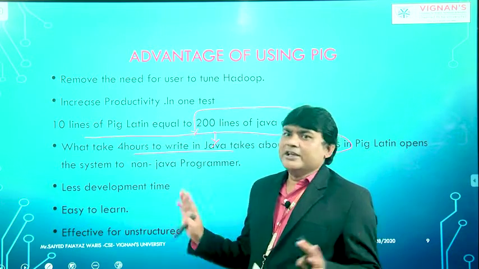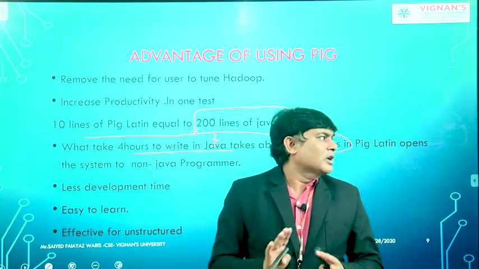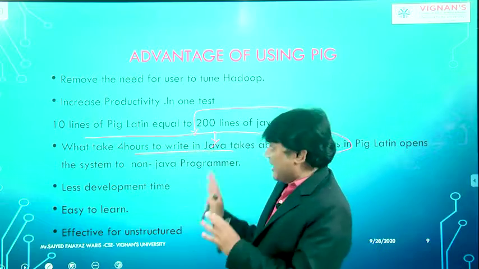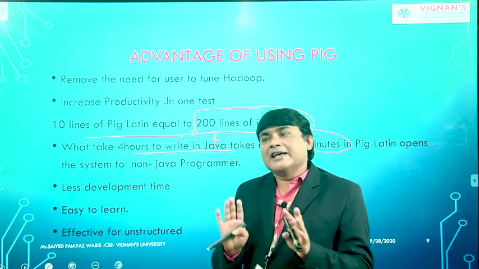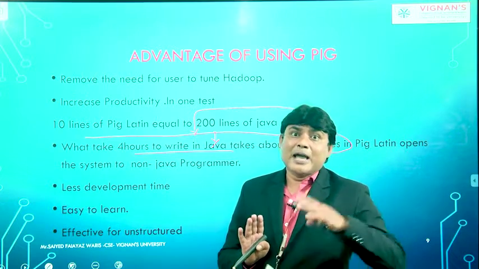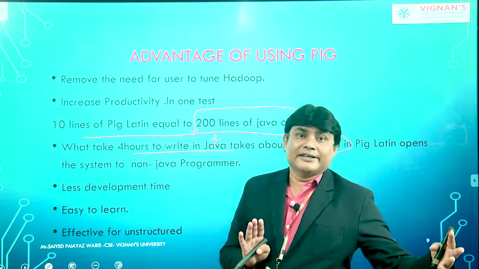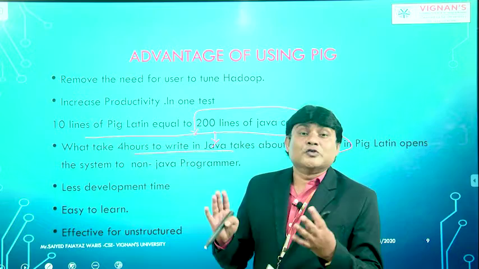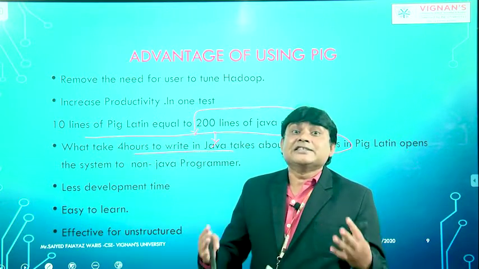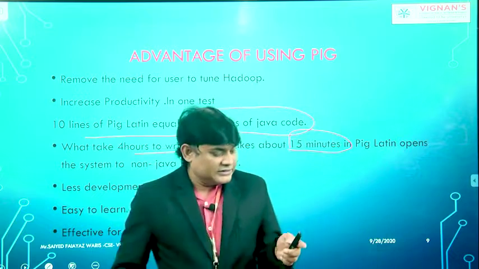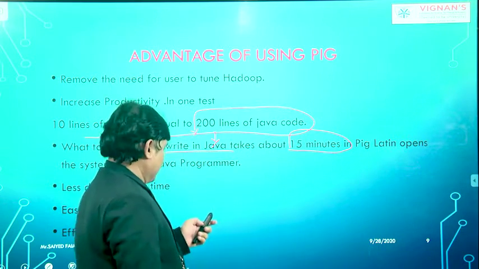So it is not going to work on pure unstructured data, but it has the advantage that it can also work with some structured data. So Pig has an advantage compared to Hive. Hive can work only on structured data, right? But Pig can work on semi-structured data, structured data, as well as unstructured data. So this is the advantage of using Pig.